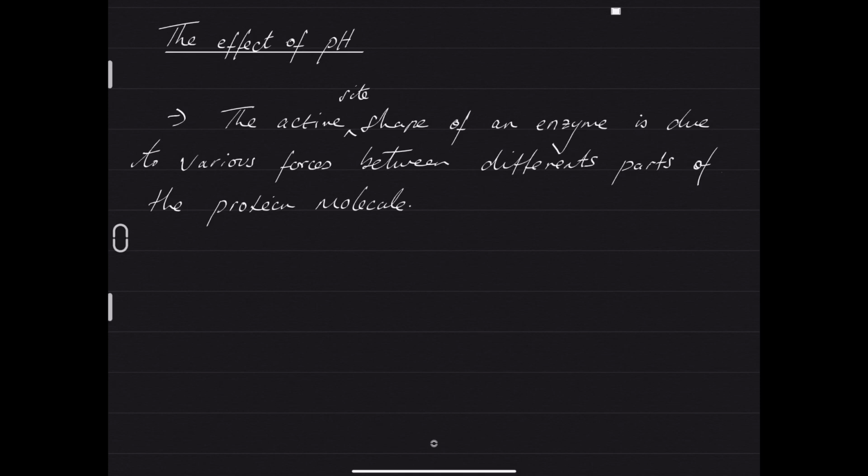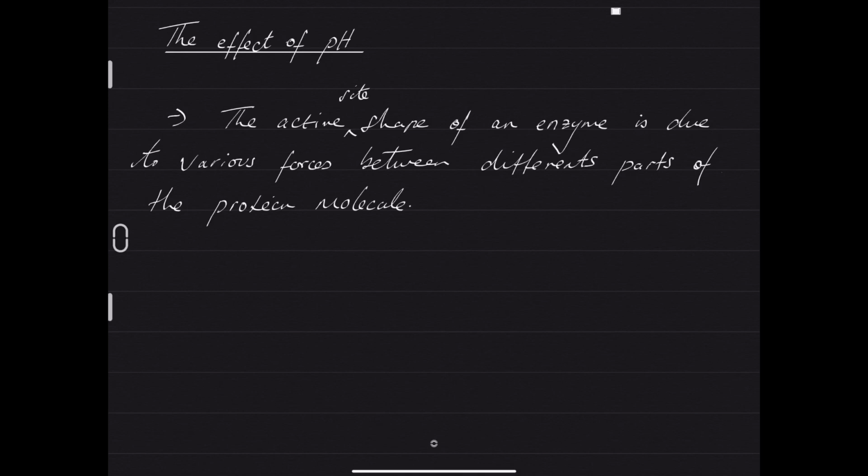Now, the effect of pH is very similar to the effect of temperature, in the sense that the active site shape is slowly broken down, is slowly collapsed, and therefore the enzymes will stop working. However, what you will find is that with pH, the range at which the enzyme will work is much narrower. And this is what you're going to see shortly when I show you the graph. But let's finish off our explanation first.